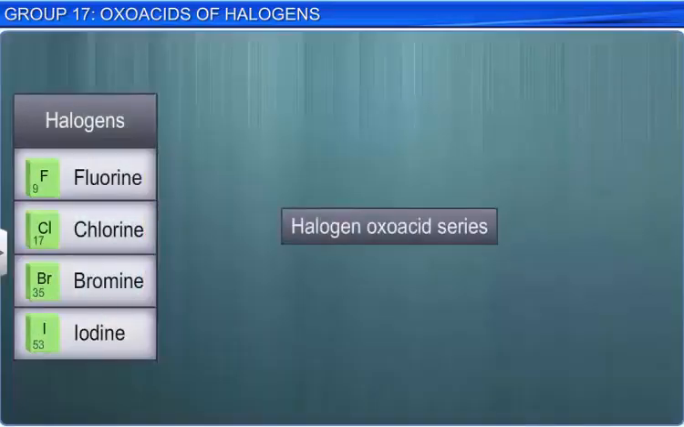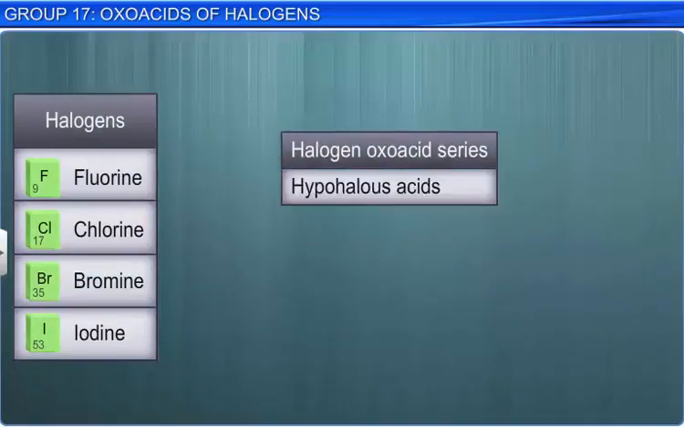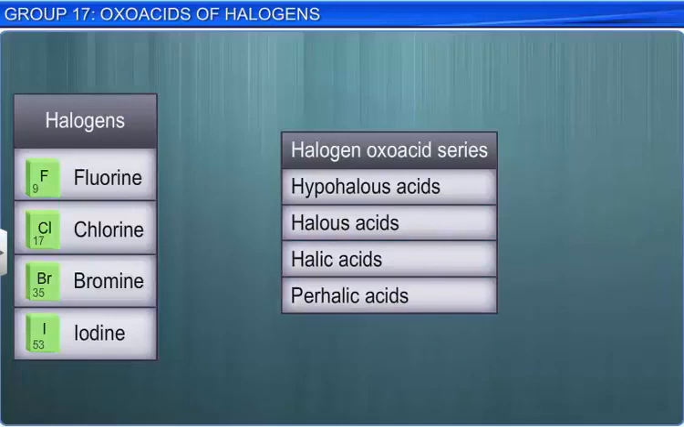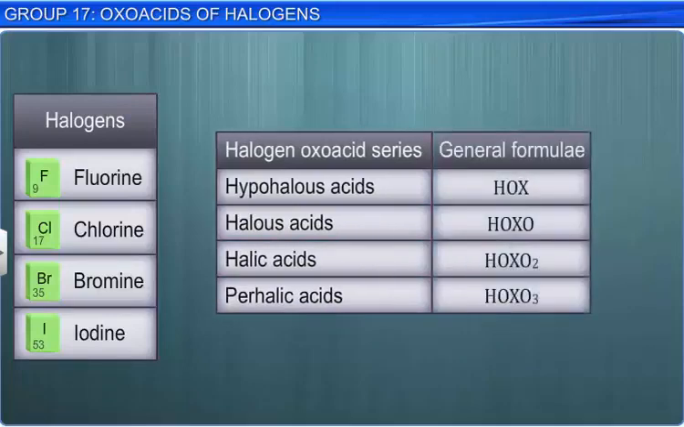Halogens usually form 4 series of oxo acids, namely hypohalous acids, halous acids, halic acids and perhalic acids, which are represented by the general formulae HOX, HOXO, HOXO2 and HOXO3, as shown here. X represents the halogen, which may be fluorine, chlorine, bromine or iodine.